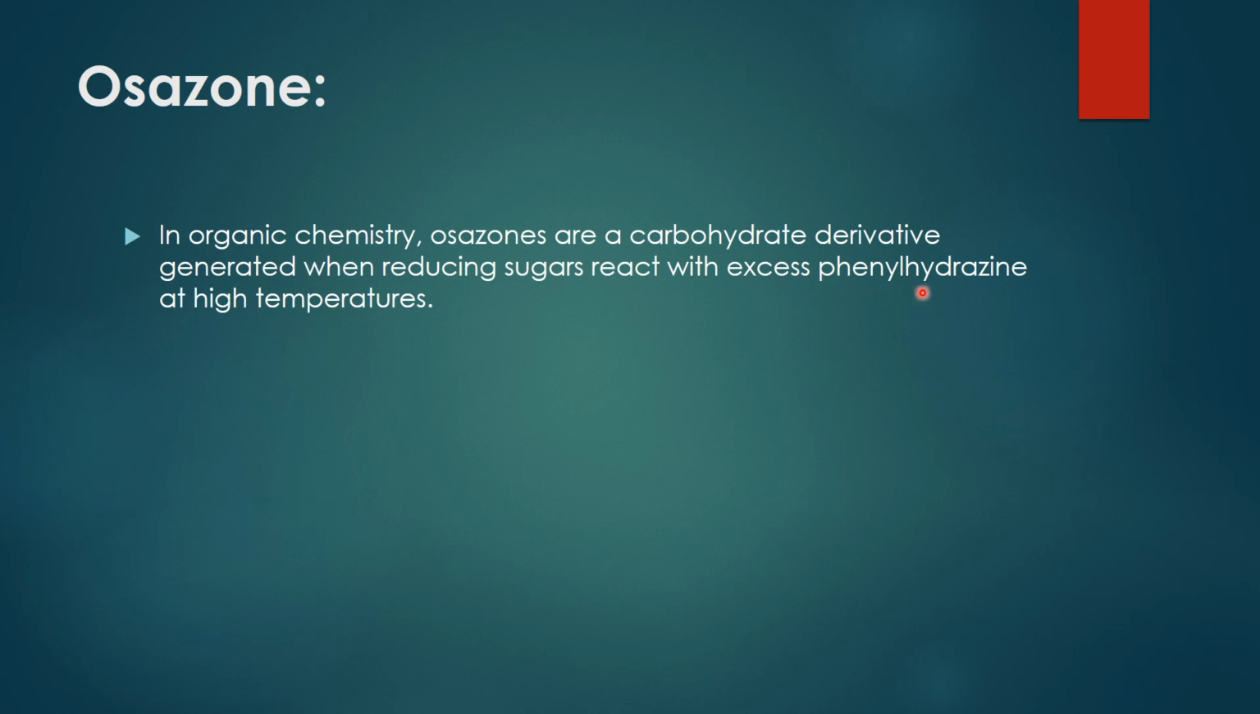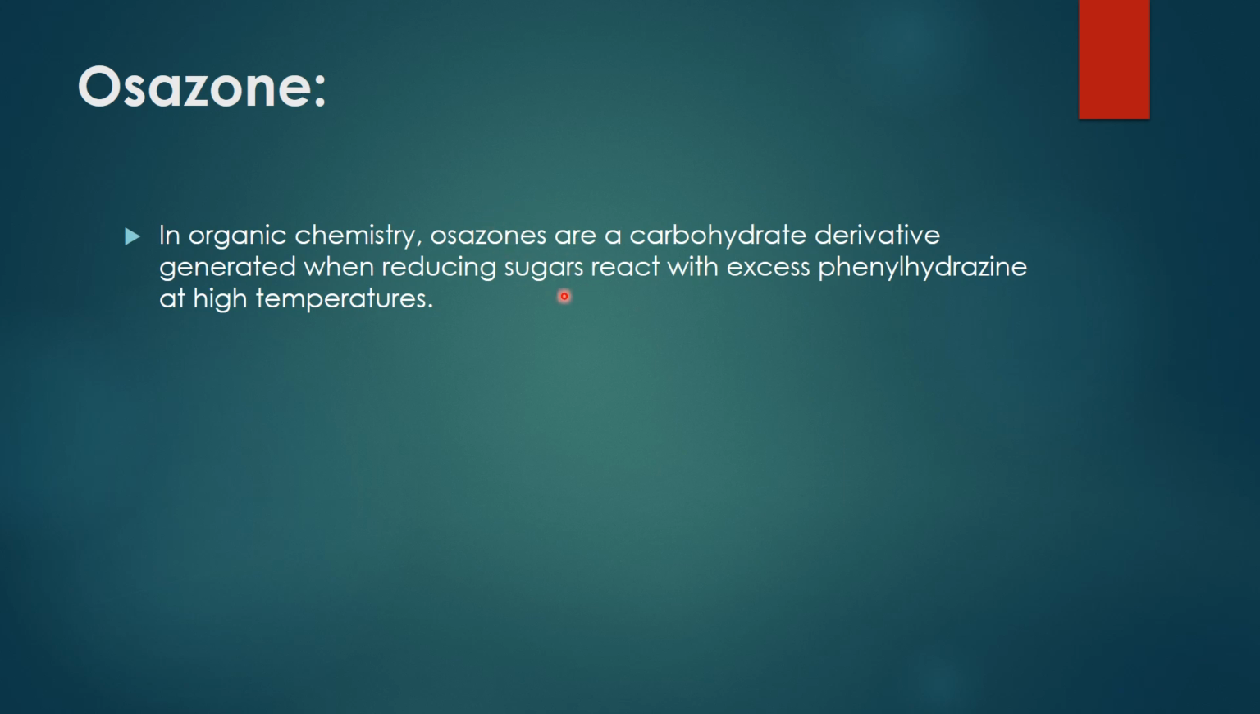So when this phenylhydrazine reacts with aldose or ketose sugars, which are reducing sugars, at high temperatures, the osazones will form as a result of a positive reaction.